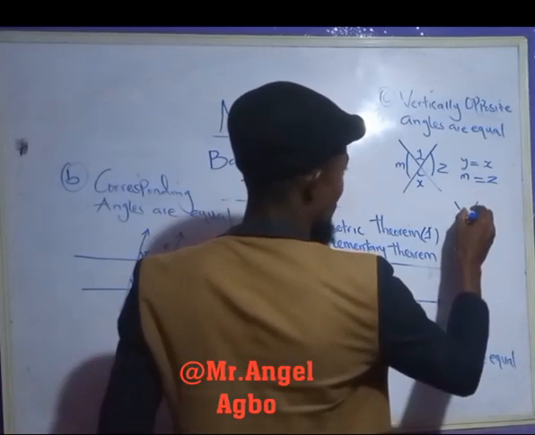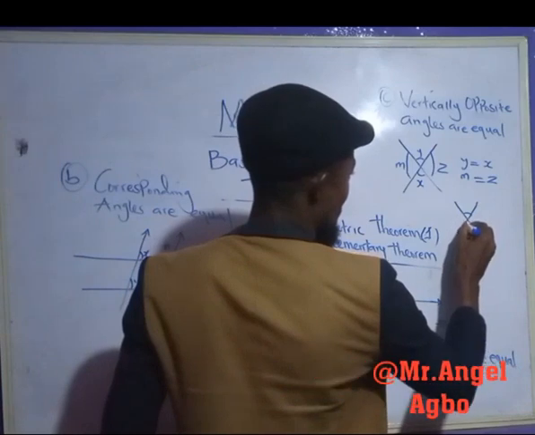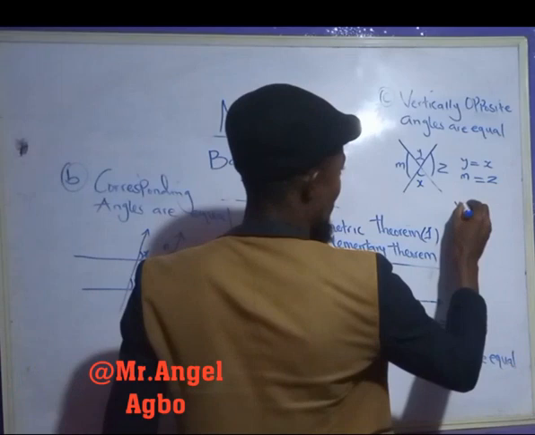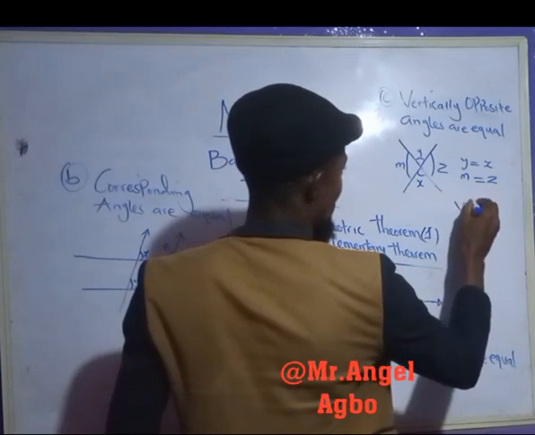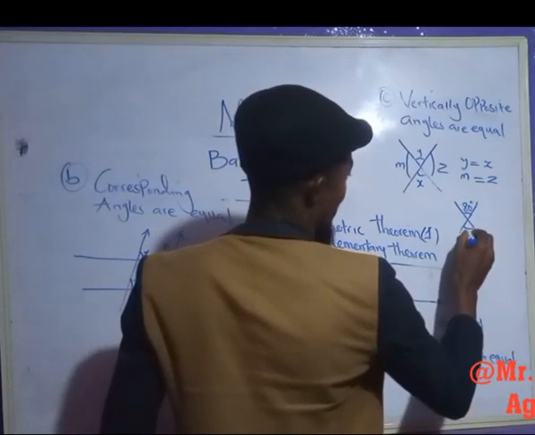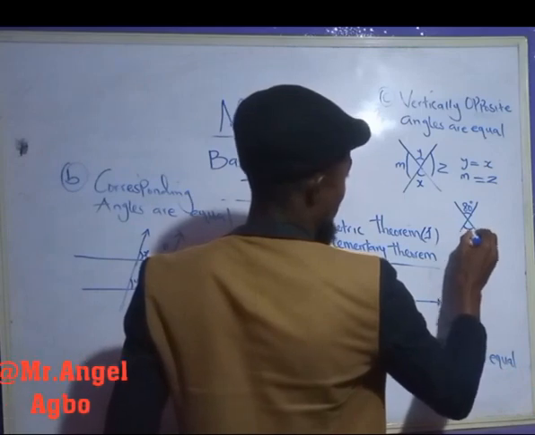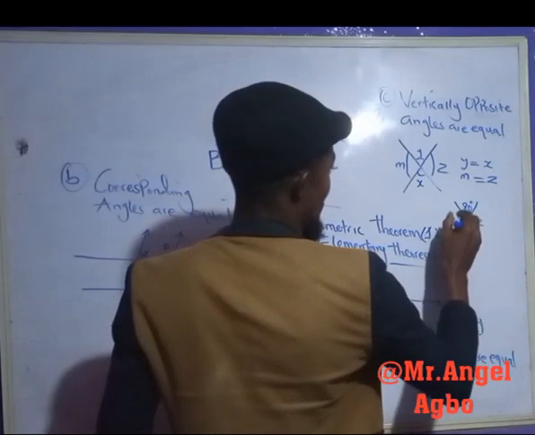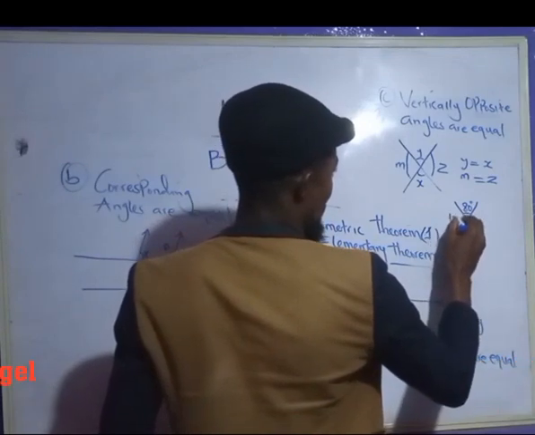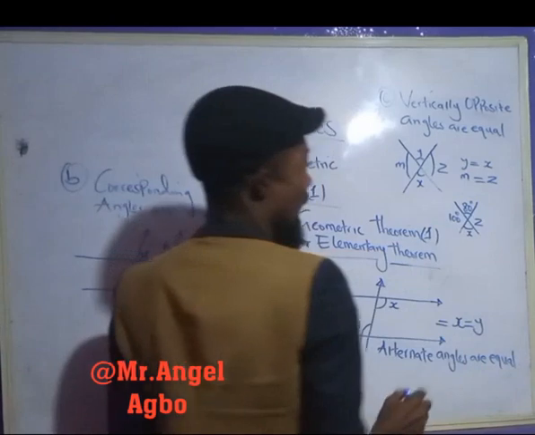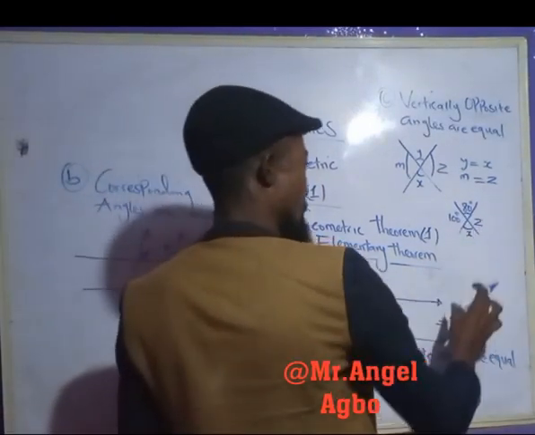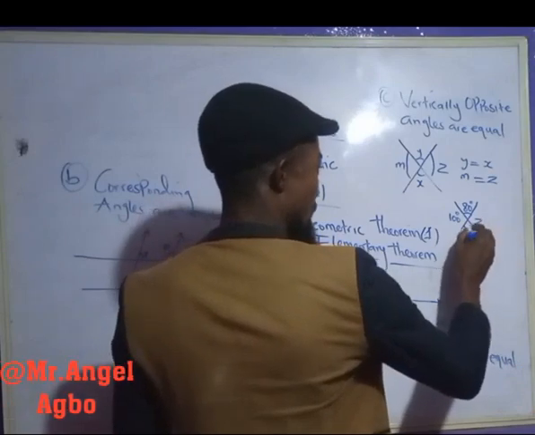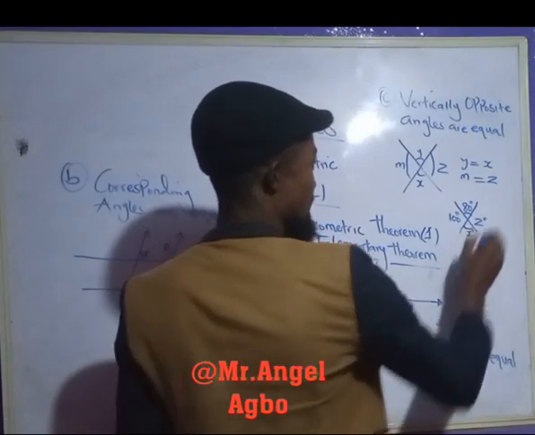We have it this way, and our angles like this. Let's say our y here is equal to 80 degrees. I put this one as x, and our z is here, and m is equal to 100 degrees. You are asked to find the missing angles. The missing angles are angle x degrees and z degrees, right?